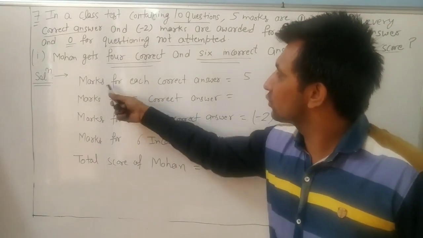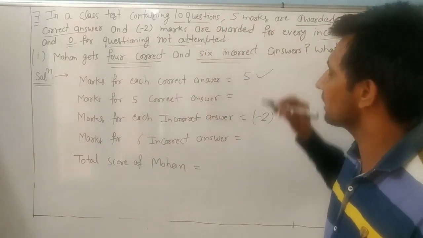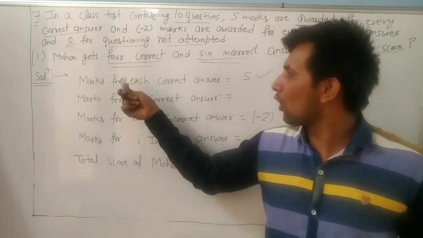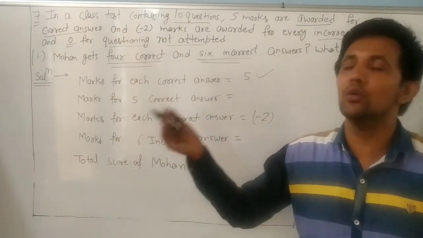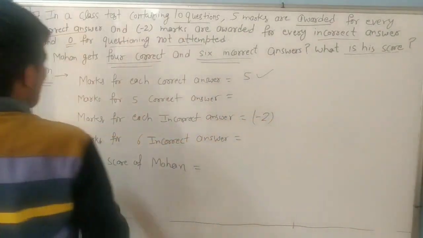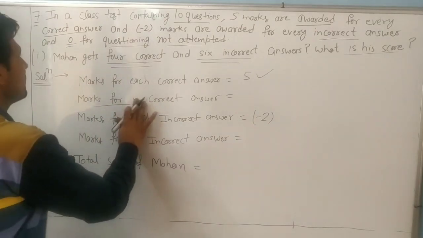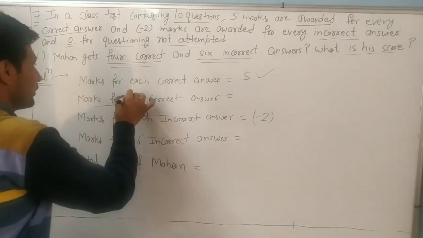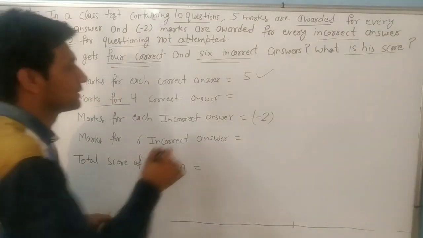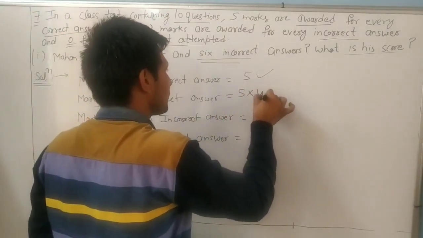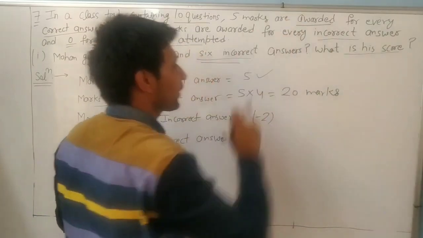What is his score? So first we will find it, it's very simple, dear. Everyone knows the marks for each correct answer. How much is given? 5 marks. It is very simple. Cost of 1 pen is 5 rupees. Cost of 4 pens is 5 into 4. Same as it is. Marks for 5. Sorry, here Mohan gets 4. So it is Mohan's marks for 4 correct answers. How much? 5 into 4. Total marks are 20 marks for correct answers.